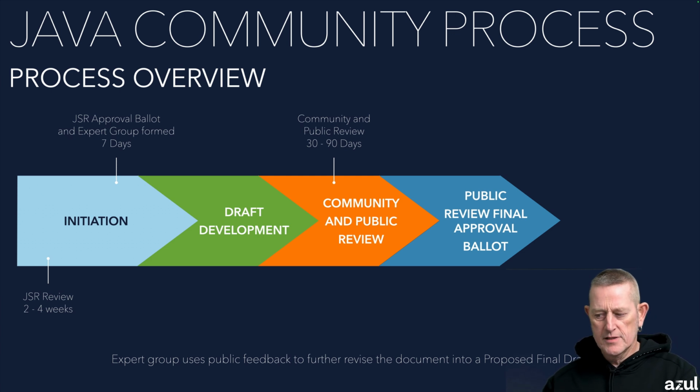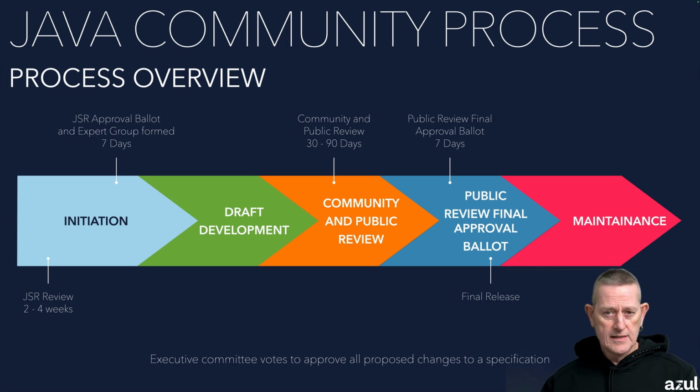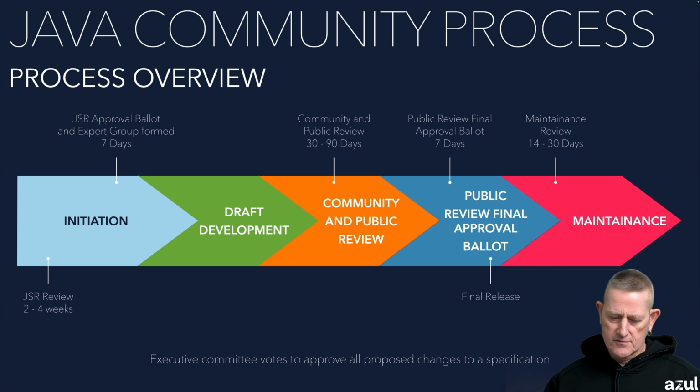So we have this public review final approval ballot, and this takes around 7 days. And then we have a final release of the specification. And then in the end, it gets into maintenance mode. And that means the maintenance review is 14 to 13 days. And then there's another voting from the executive committee of the JCP process. And it takes another 7 days. And then it is officially in maintenance mode, the JSR.